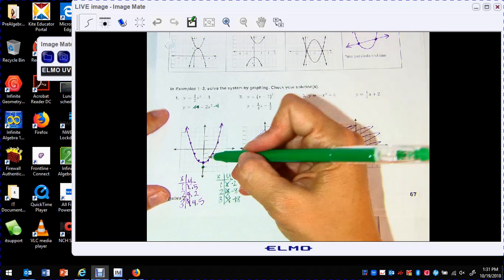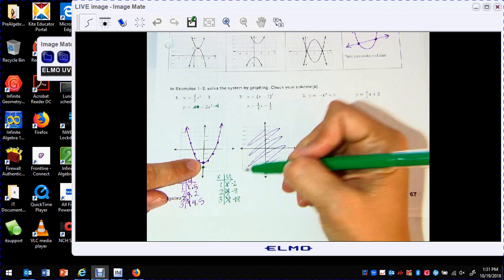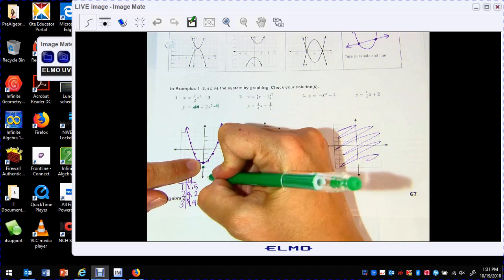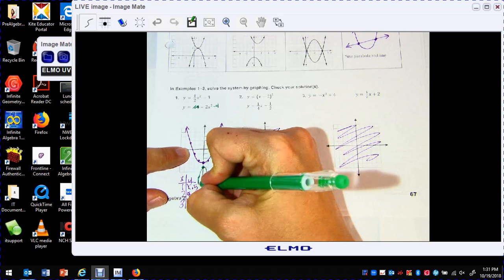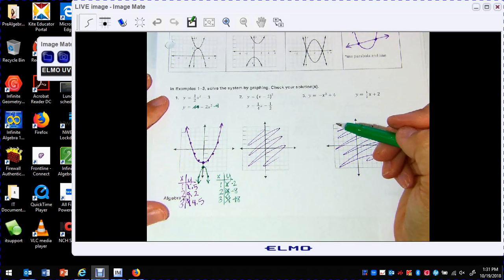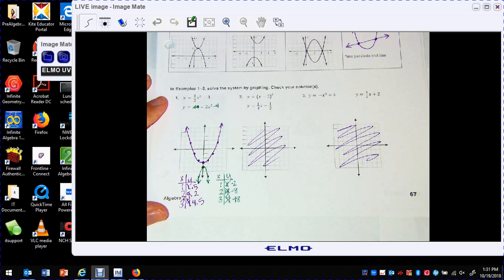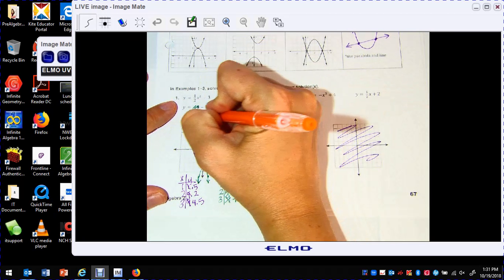So if I go from that vertex, I go right 1, down 2, and that's even off my graph. So it's going to be down here. I can't even plot the other points. They're not going to fit. So then I look, where do they intersect? Well, these ones obviously do not intersect. So this one would actually have no solution.